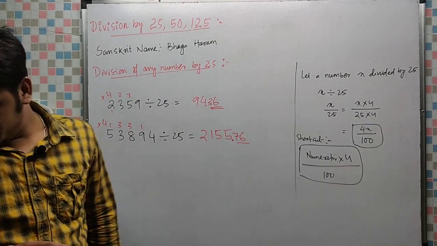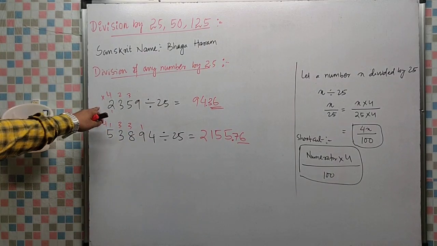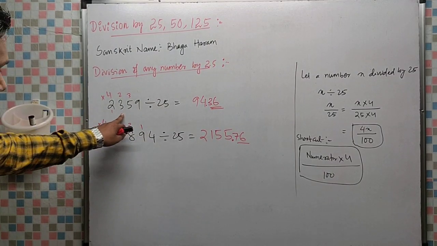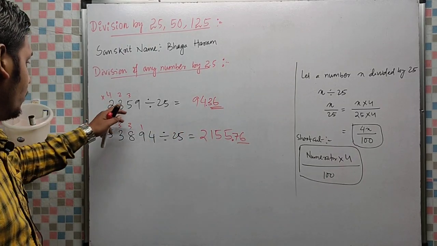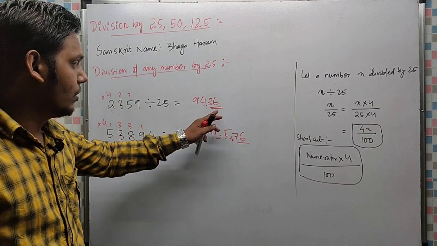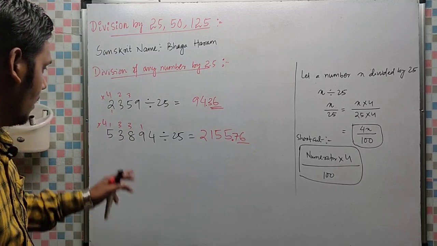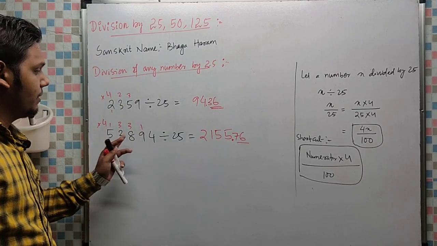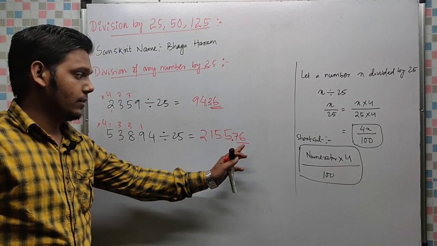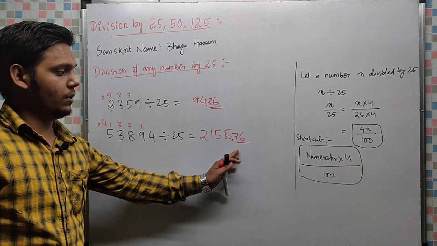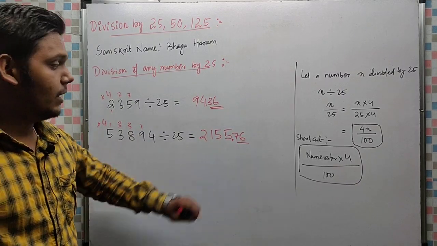Thereafter we move to 50. See here, first you have to multiply 4 with this number, numerator or the dividend. Thereafter 2 digits you have to keep after decimal. Product I am getting 4 into 2359 is equal to 9436. So 2 digits you have to count from the end, digits 6 and 3. Thereafter you have to put decimal. Here also what I have done, 4 into 53894, and thereafter the product is 215576. 6 and 7 I have counted from the end digit, and thereafter I have to put decimal here, 2 digits after decimal.